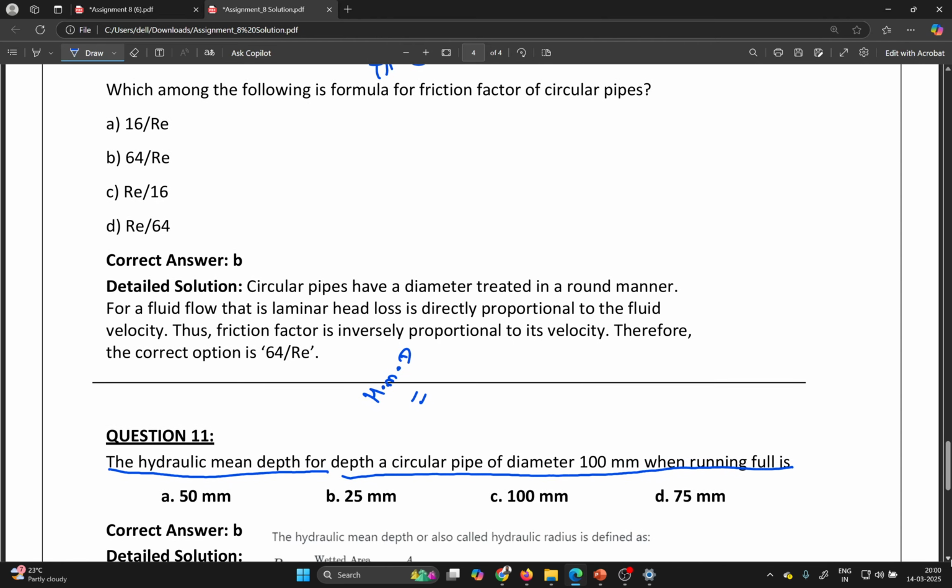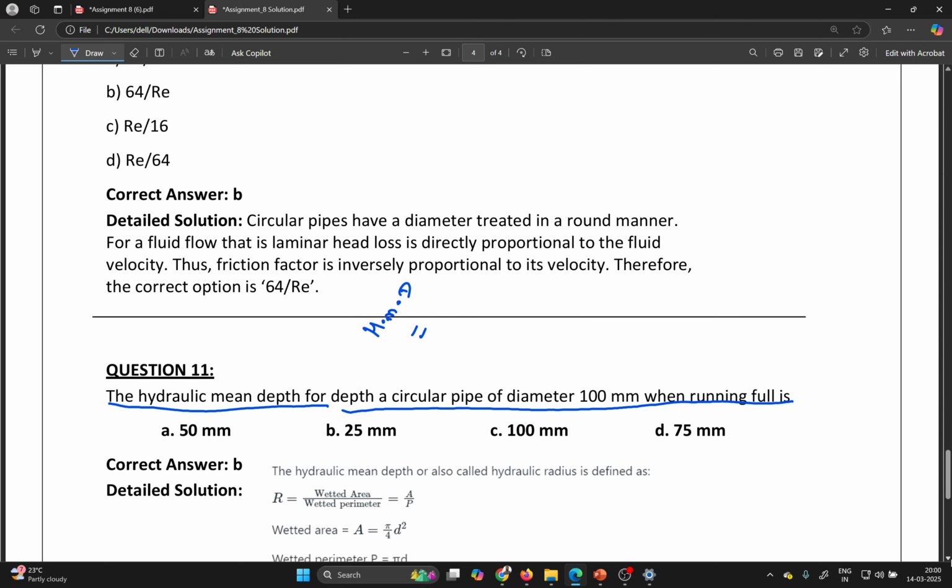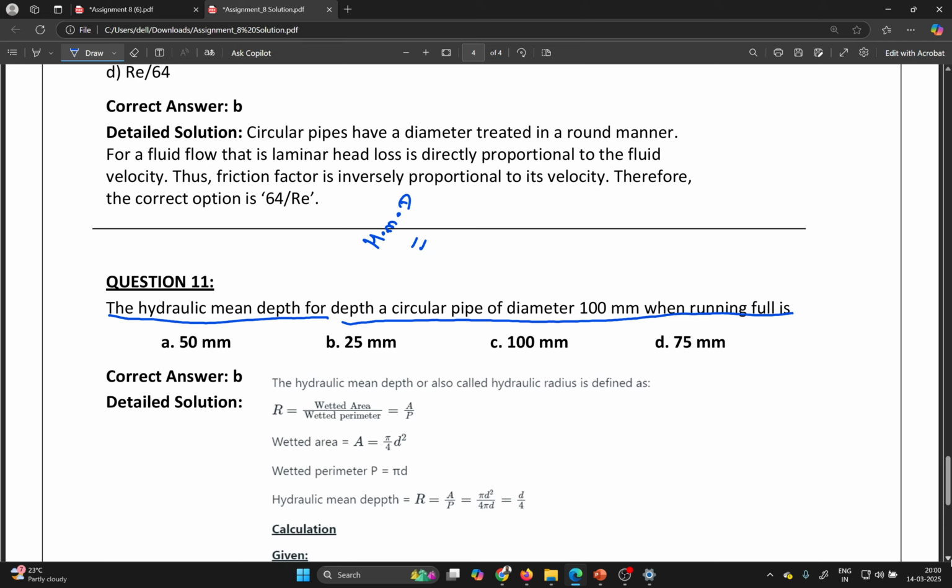Here we are talking about hydraulic mean depth. So hydraulic mean depth is A by P. Remember please, hydraulic mean depth or hydraulic radius is the same. So D by 4 applies when you are talking about diameter; then you go for the hydraulic mean diameter and use this formula. For diameter you need to apply this one. Otherwise you can apply this.